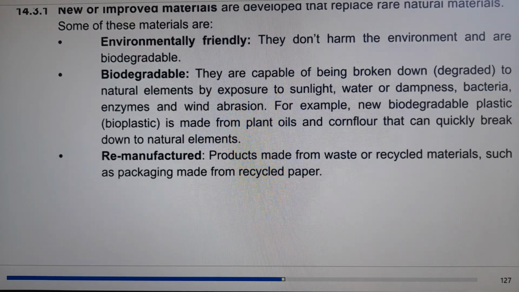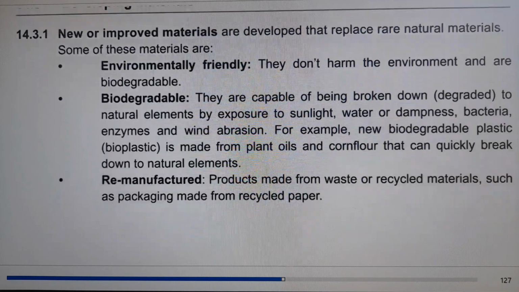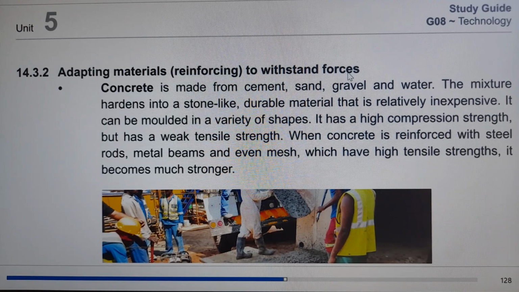And we look at the second developing material, which is adapting material to withstand forces. So under adapting material, we've got concrete, which is made from cement, sand, and gravel and water. The mixture hardens into a stone like durable material that is relatively inexpensive, which means this is not expensive. It can be molded in a variety of shapes. It has a high compression strength but has a weak tensile strength.